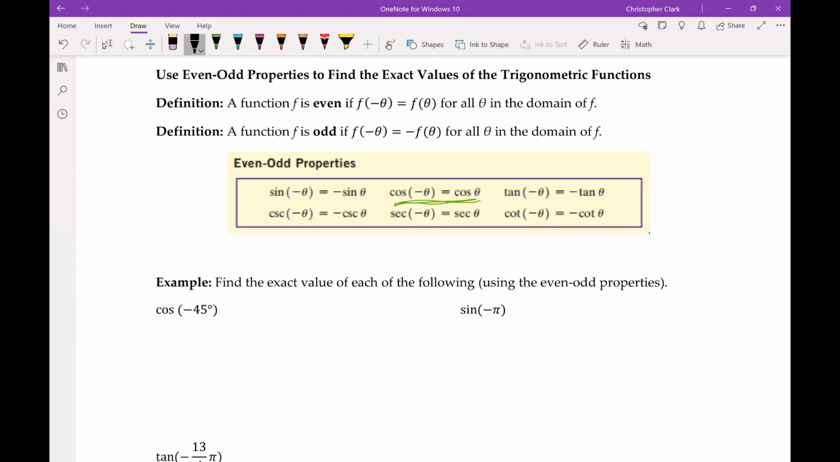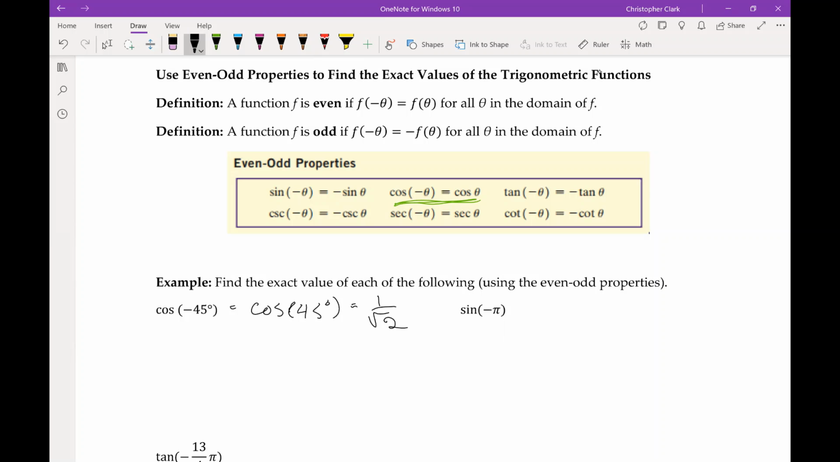even, right? So this means that I can rewrite this as cosine of 45 degrees. And we remember that 45 is one of our special triangles, or one of our special angles that we build our triangle from. So I know that this is 1 over square root of 2.